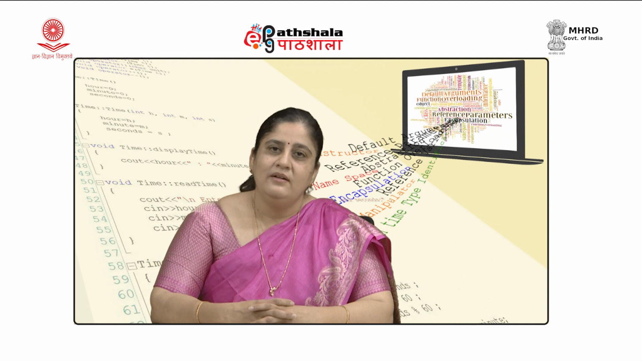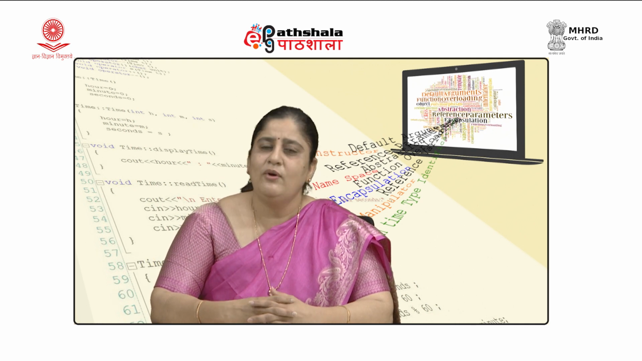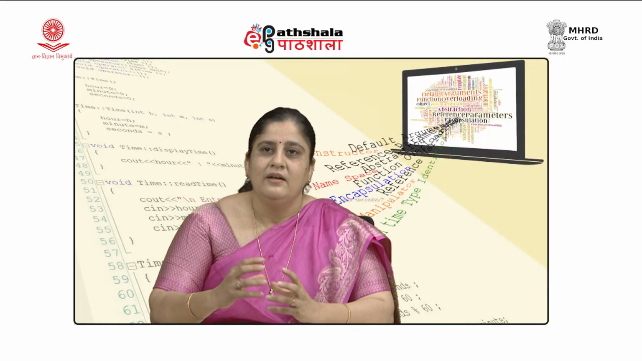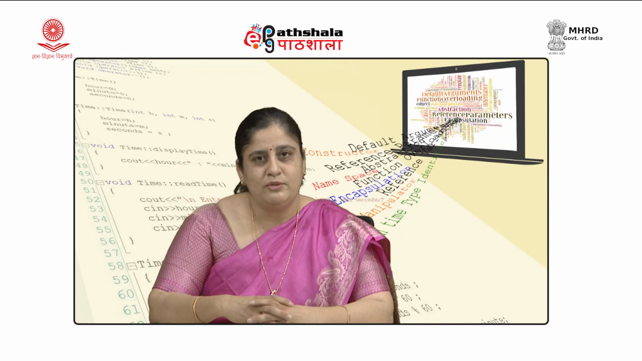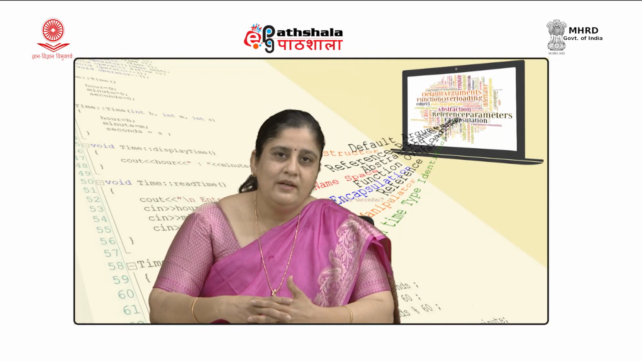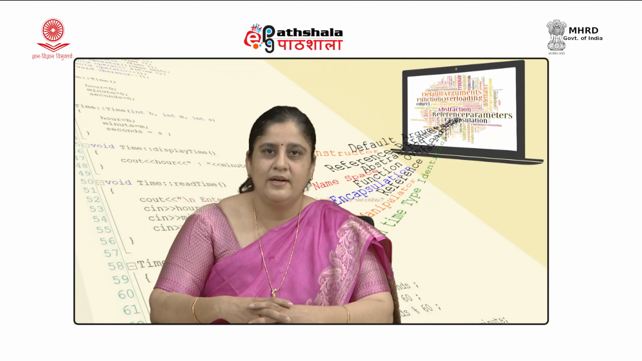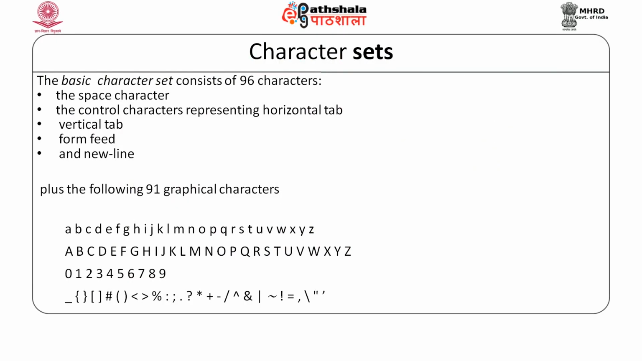As we know that in all programming languages or any language for that matter, there is a basic character set on which the entire language is being built. So, like all other languages, C++ also has a basic character set which is more or less same as that of C. It comprises of 96 characters including space character, horizontal tab, vertical tab, form feed and new line character plus the 91 graphical characters including alphabets, digits and operators and other special characters.